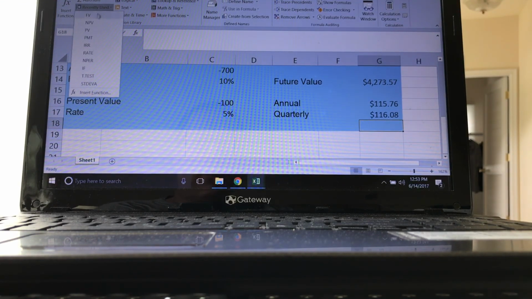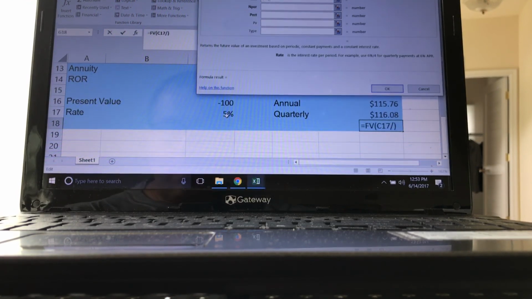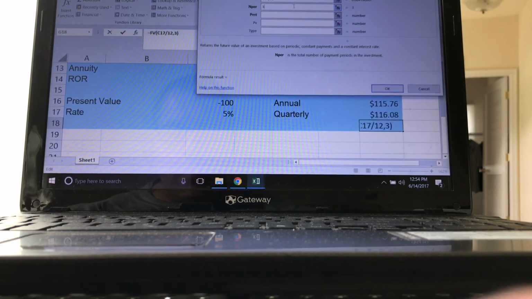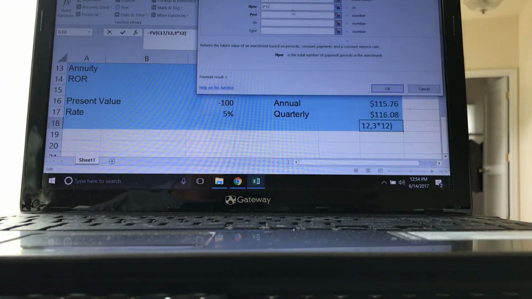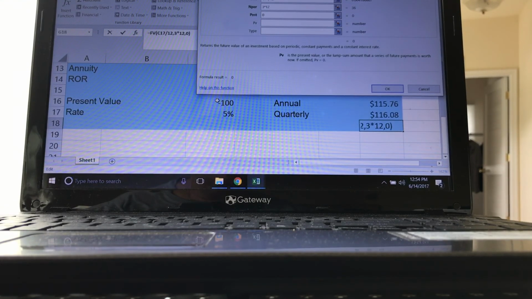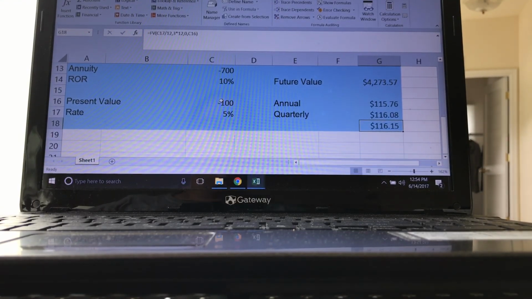Go to recently used in this case, because it'll save the ones you just used. Go to future value. The rate in this case is 5%, but now I'll divide by 12. The number of periods is 3, but I'll multiply by 12. That's how I adjust. No payment, but my present value is 100. Even slightly higher on a monthly basis.